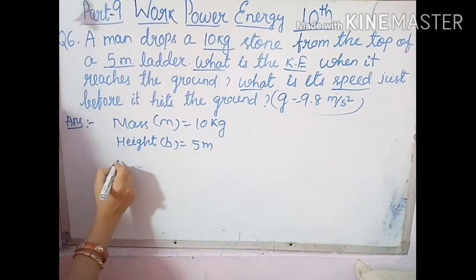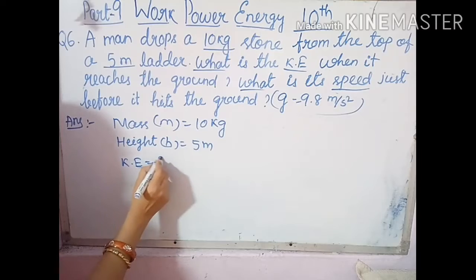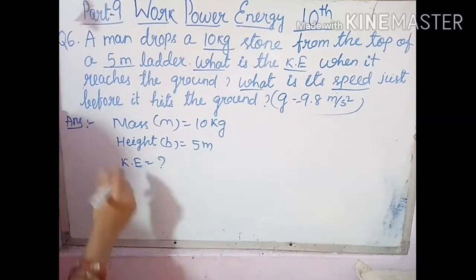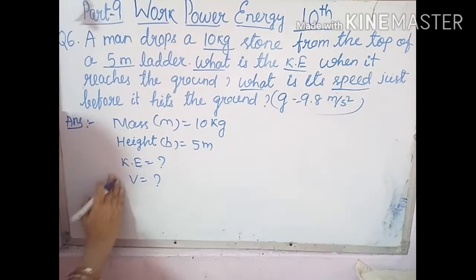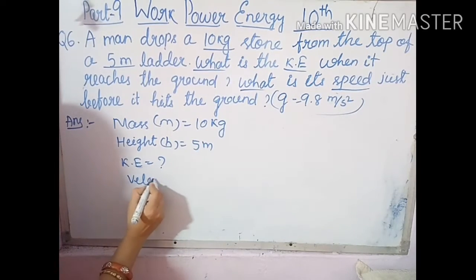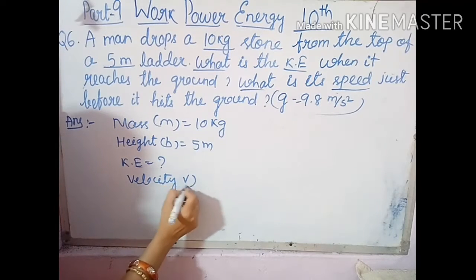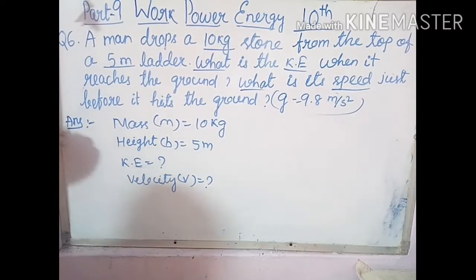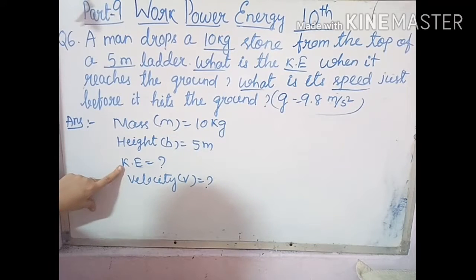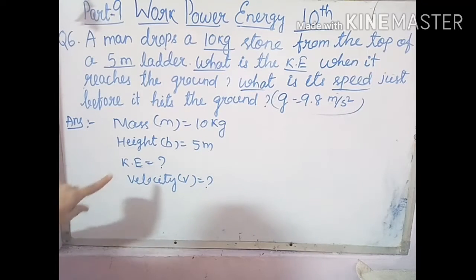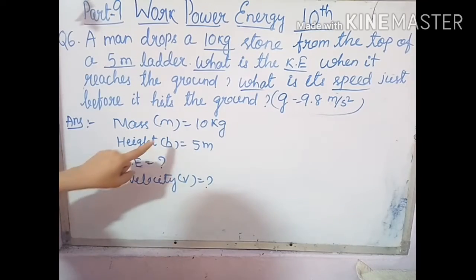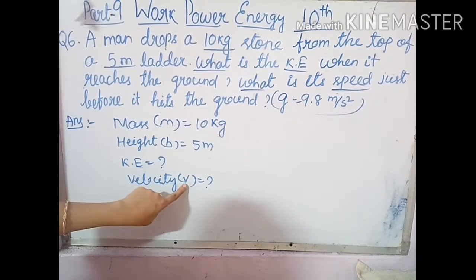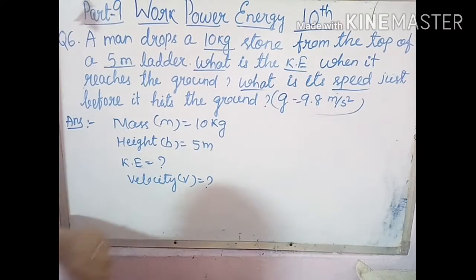Again, what is the kinetic energy? Your kinetic energy is the question mark. Now speed or velocity, that you can write, that is v. It is also a question mark. Now see, first of all, let's see the kinetic energy. You have to calculate kinetic energy, so what is the formula of kinetic energy? That is half mv square. Half m is there, v square is asked, you don't know v.